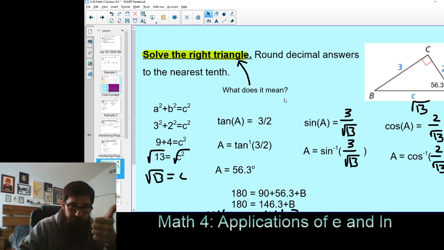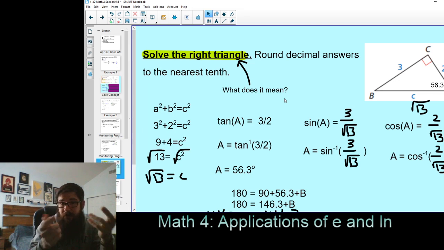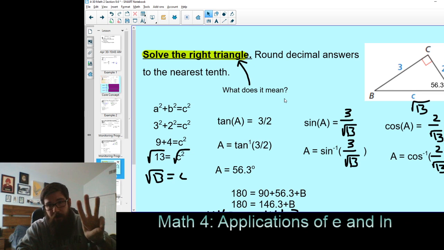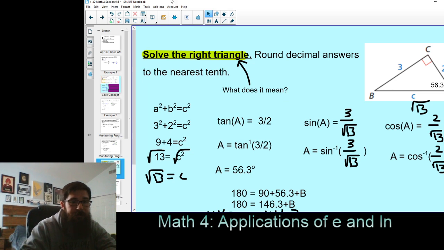I was given 90. We did some trig. I chose to do tangent first, but we saw that sine and cosine, as long as you use the side lengths right, all gave a 56.3 degrees. Once I had two angles, I can do 180 minus the 90 minus the other angle. What guy's going to be left? My third angle. Solve the triangle. Give me all three sides. Give me all three angles.